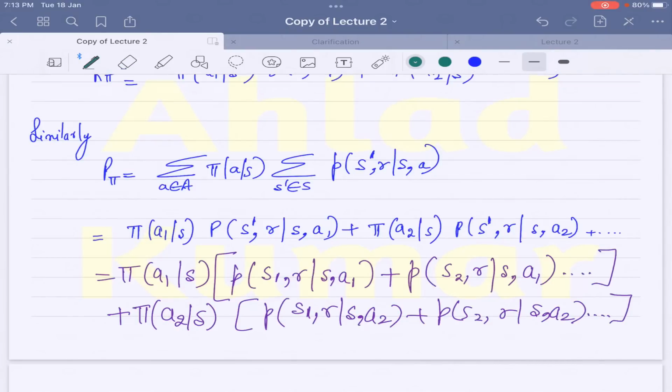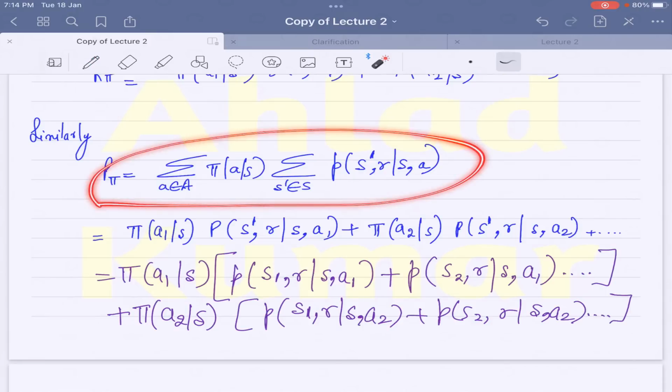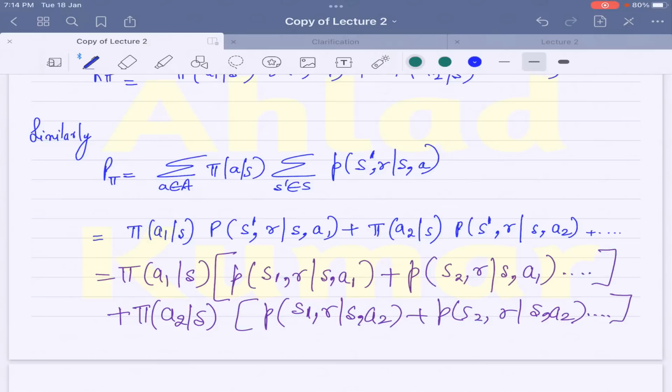So there is a slight correction to the earlier slide, where I wrote p pi as this expression. So there is a slight correction to this particular expression. What exactly p pi is, is this particular expression times vs prime. So this is also there. It was missing in the earlier slide.